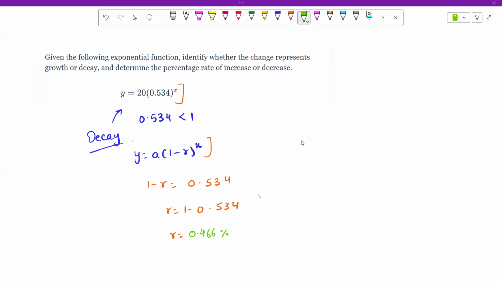Any question in this one? No. And how do I know it's decay? It's a decay because the number over here is less than 1. Now, would you like to do one for the increase?